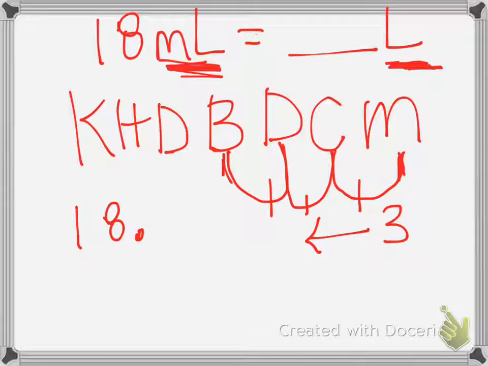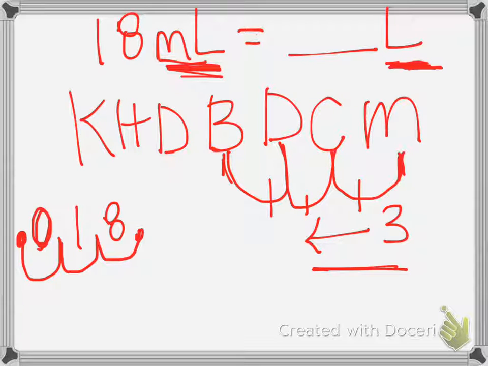So let's say we have 18 milliliters. We need to go 3 places to the left. So we're going to move it in between this time. 1 place, 2 places, 3 places. My decimal now ends up over here, and in this little gap, I have to put a 0.